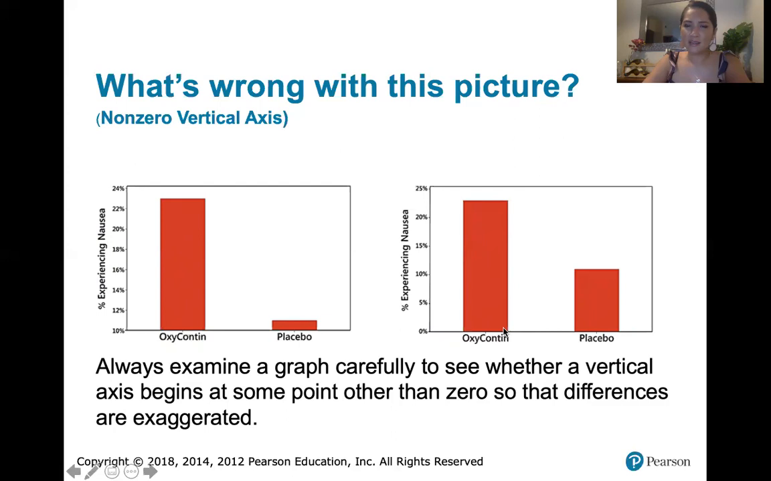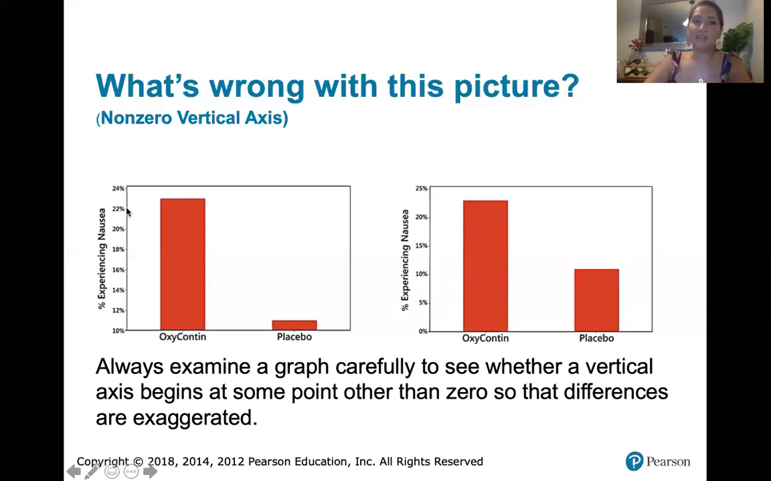This graph on the right is much better, because here we see that the height of the bar is roughly a little bit more than twice the height of the bar for the placebo group. And that's accurate. The percentage of people experiencing nausea when taking OxyContin is about 23%, and 23% is about twice, or a little bit more than twice, that 11% that the placebo group is experiencing. So the graph on the right is good because it starts at 0%, and it allows us to really compare that OxyContin group to the placebo group.